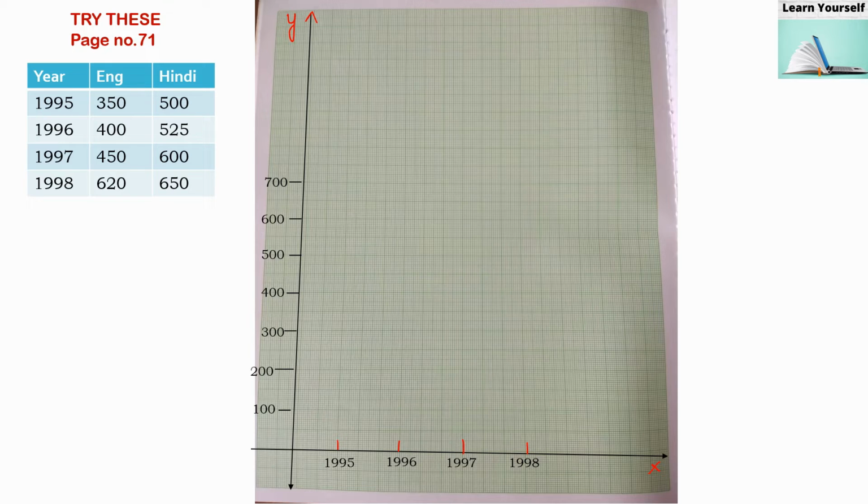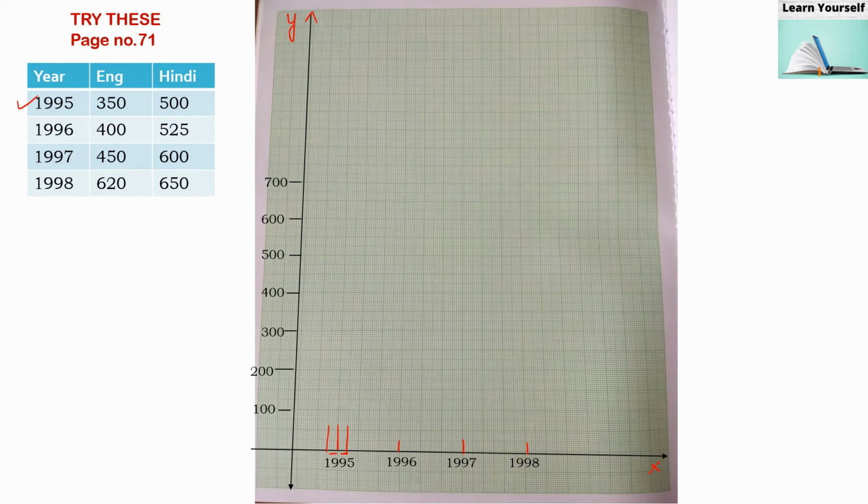So let us first check for the year 1995. 350 English books were sold. So here I am going to mark this bar for English and similarly this bar for Hindi. I am taking horizontally 5 columns for English and 5 columns for Hindi. Let us first take a reading for English, that is 350.